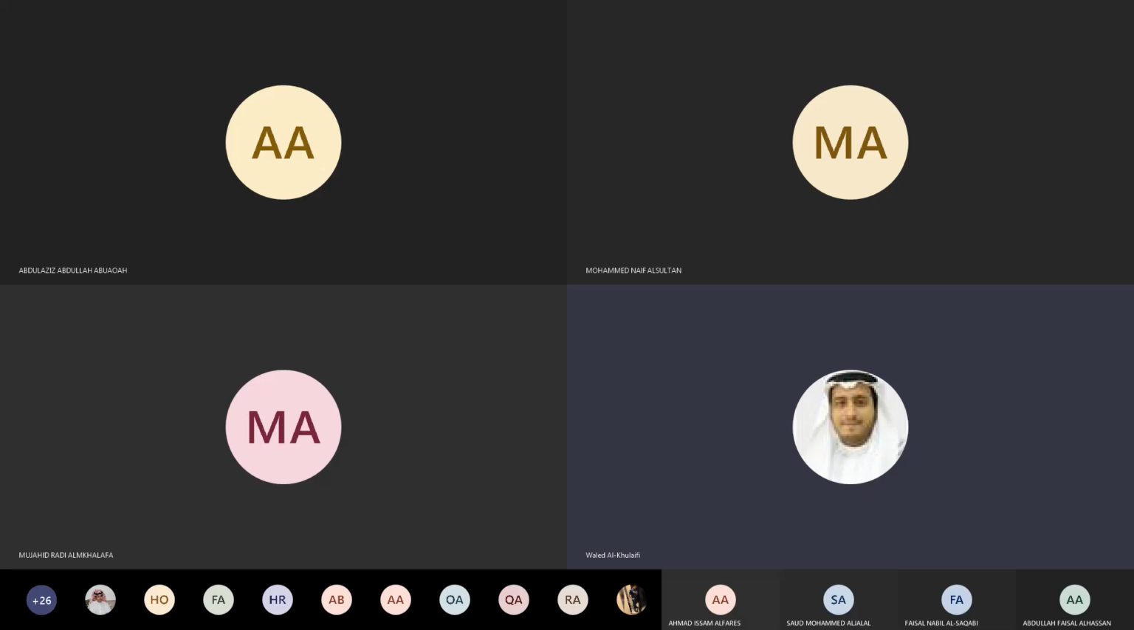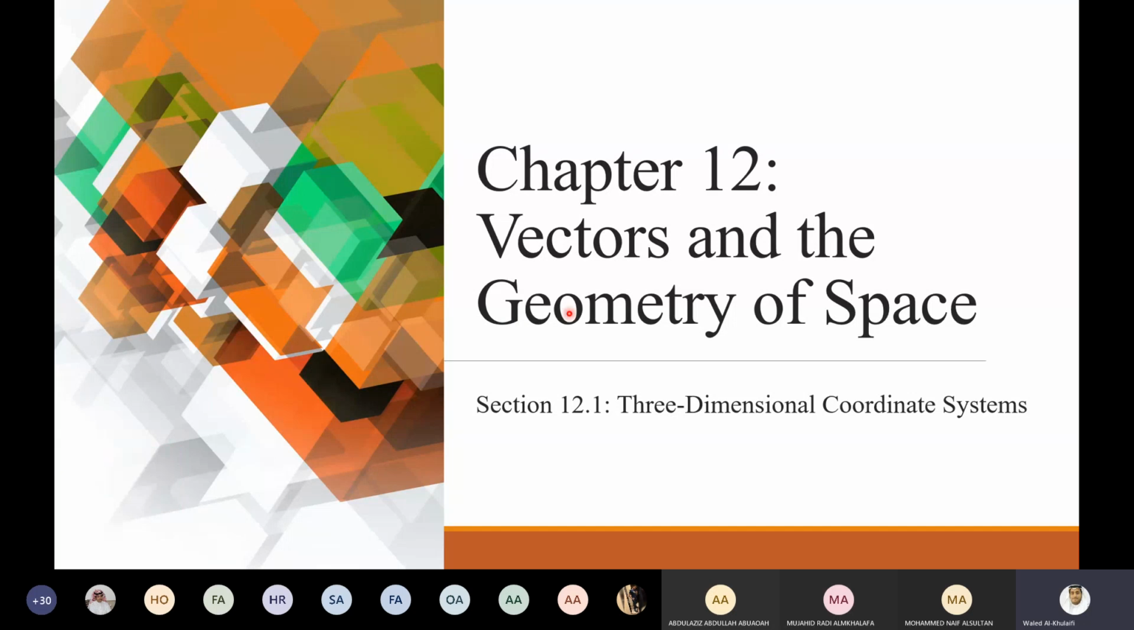This is chapter 12; chapter 10, with parametric curves and polar coordinates, we are done with. Now we are in a new chapter, which will give us another dimension of thinking or sketching. It is called vectors and geometry of the space. The first section is about the three-dimensional coordinate system.